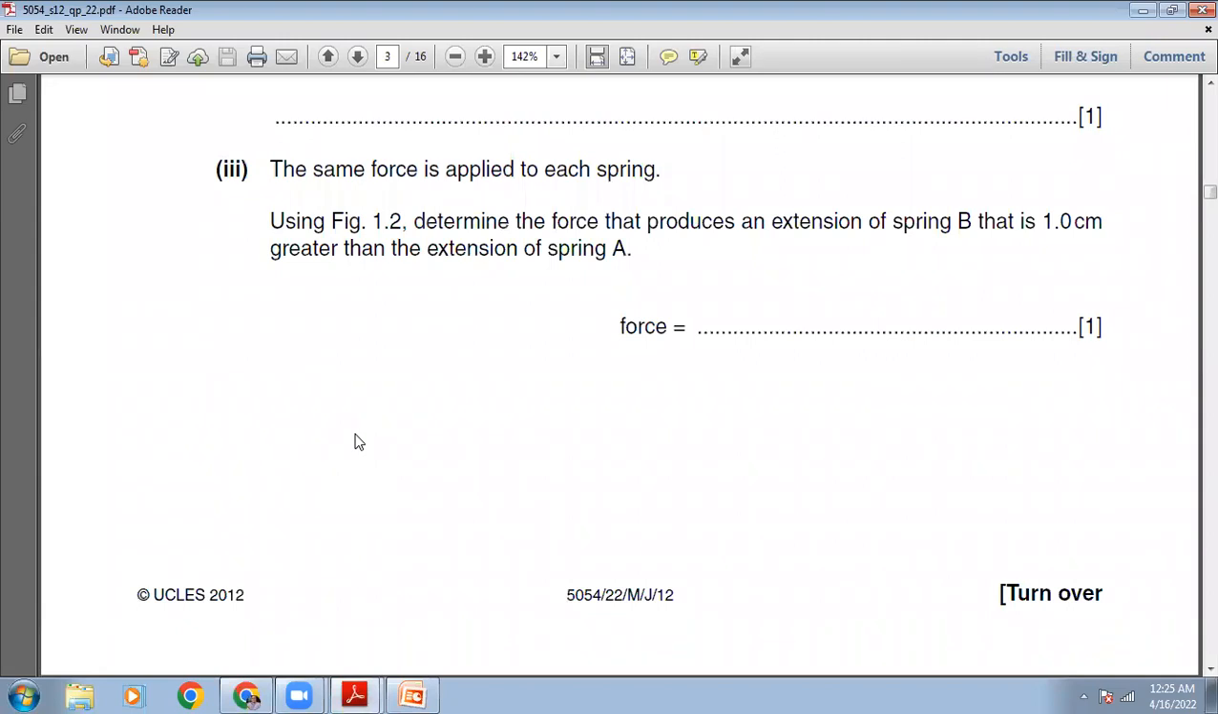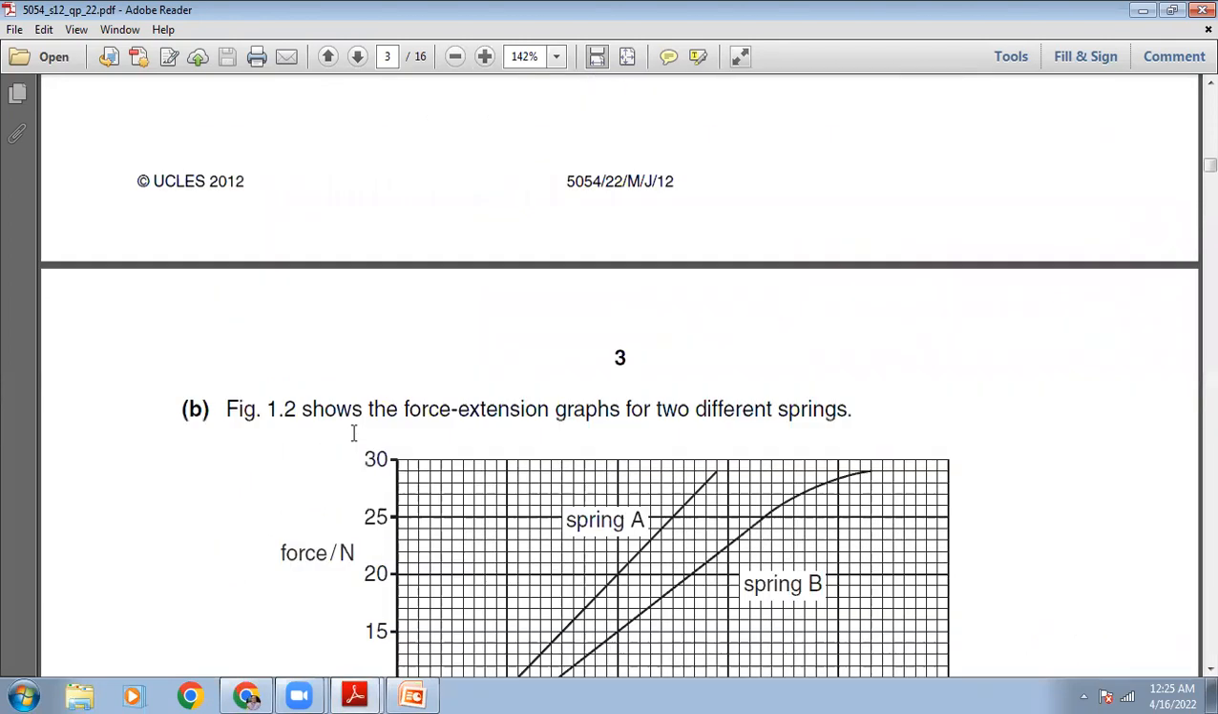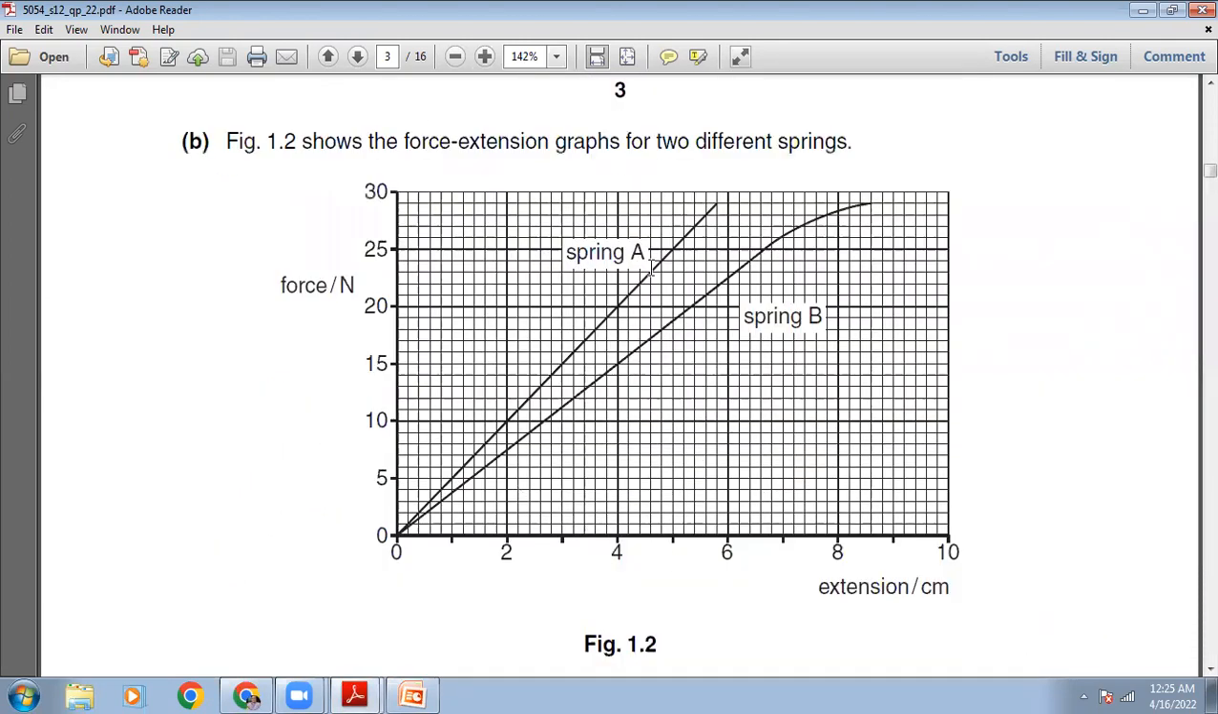The same force is applied to each spring. Using figure 1.2, determine the force that produces an extension of spring B that is 1 centimeter greater than the extension of spring A. So here we have the extension. So I'm looking for that point where spring B has 1 centimeter longer extension as compared to spring A. So horizontally, there should be 5 small squares between them.